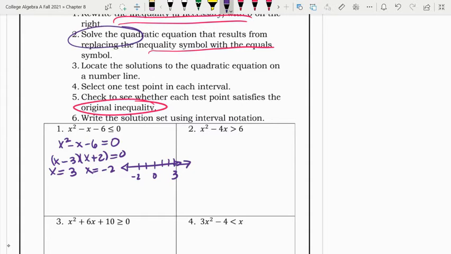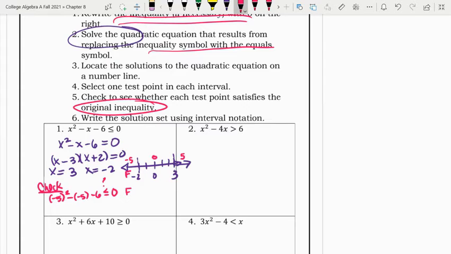I'm going to look at these numbers here. We don't want to use those. We have to choose numbers in those intervals. So let's look at, in this interval here, let's choose maybe negative 5. In this interval, let's choose 0. And here, let's choose positive 5. So I'm going to do a check here. Go back to the original. Tell me if it's true or false. So negative 5 squared minus negative 5 minus 6, is that less than or equal to 0? So this gives me 25 plus 5 is 30 minus 6 is 24, so this is false.